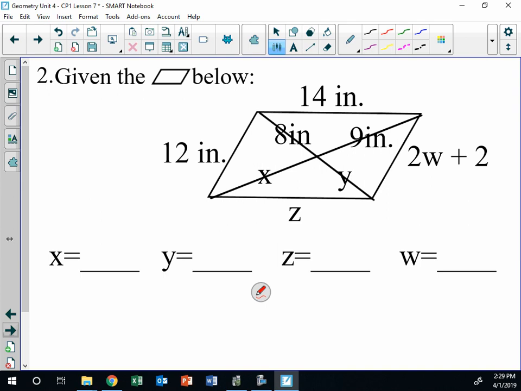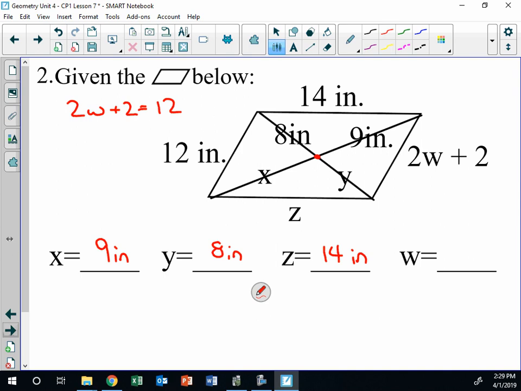Here now we're looking at some measurements. So we're looking at length values, remembering that the diagonals bisect each other. So X has to be 9 inches, having the two measurements match going from corner to corner. And then Y would be 8 inches. Z, top and bottom, opposite sides of a parallelogram, are equal in length. And then finally, solving for W, we have to set up the equation 2W plus 2 equals 12.